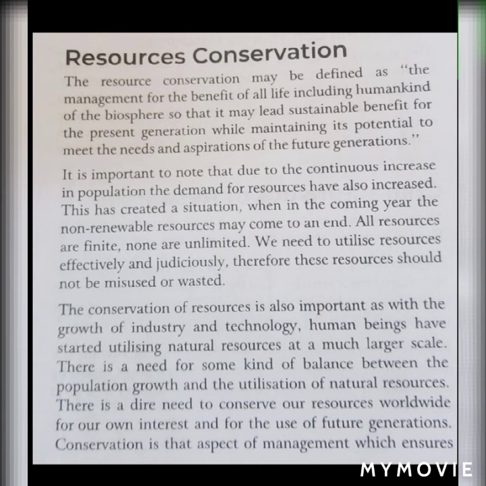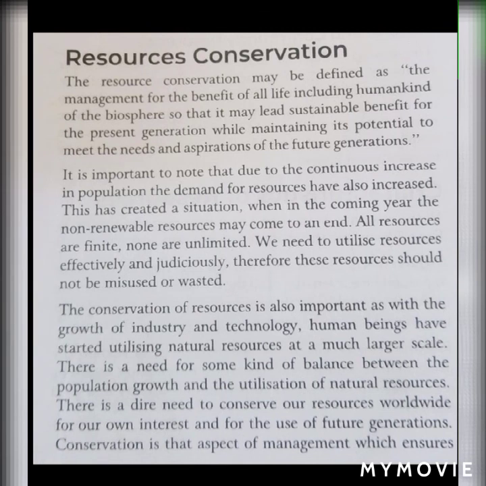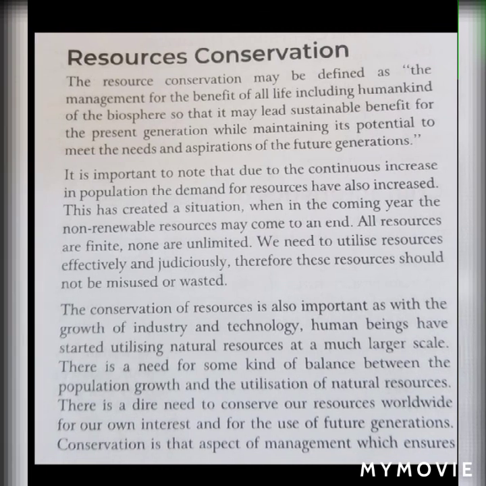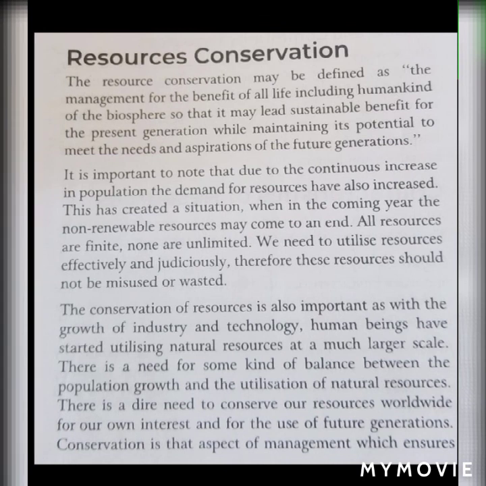Human beings have started utilizing natural resources at a much larger scale. There is a need for some kind of balance between the population growth and the utilization of natural resources. There is a dire need to conserve our resources worldwide for our own interest and for the use of future generations. Conservation is that aspect of management which needs to be ensured.